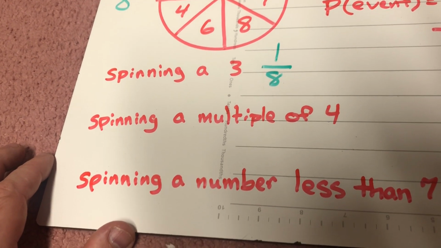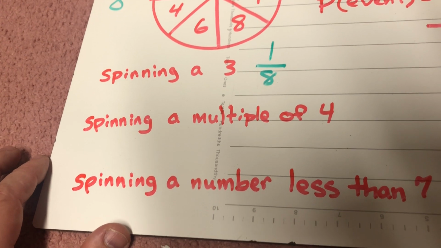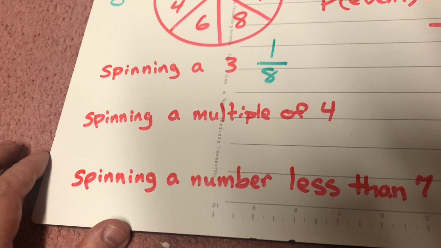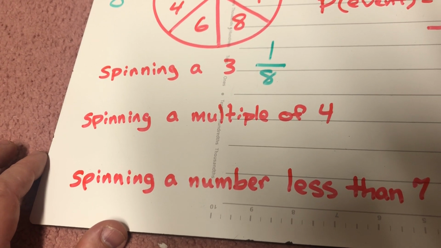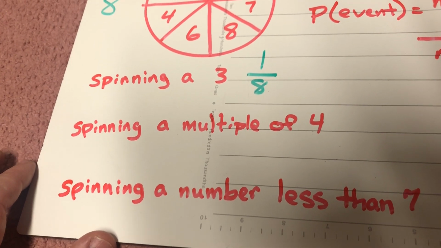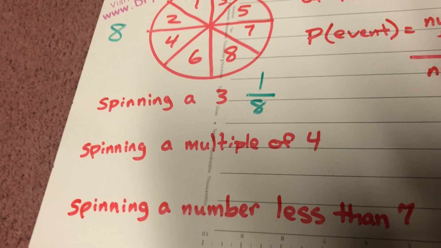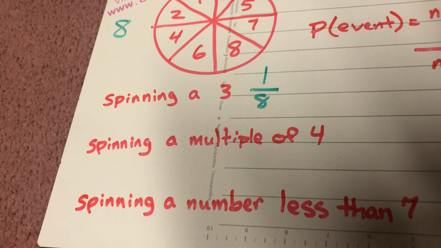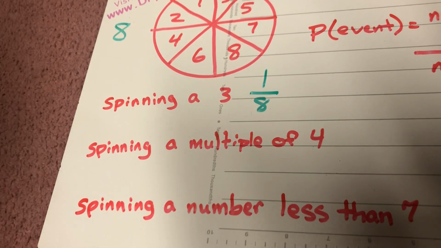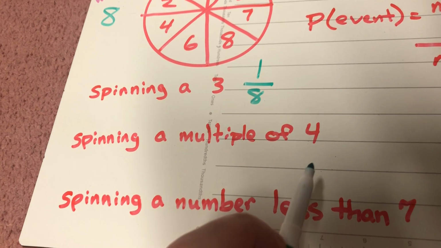Spinning a multiple of 4. Well, this implies that you understand what multiples of 4 are. The multiples of 4 are the numbers that show up as answers in the 4 times tables. 4 times 1 is 4. 4 times 2 is 8. 4 times 3 is 12. So 4, 8, and 12 are all multiples of 4.